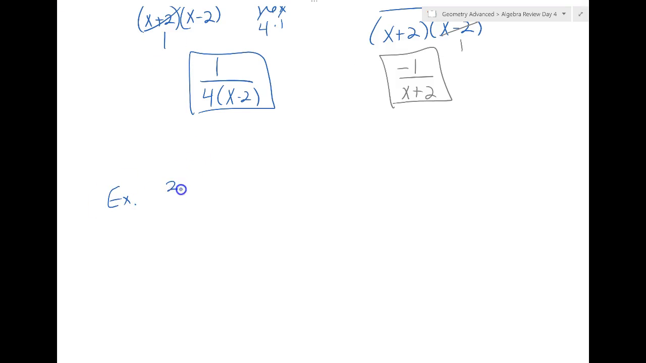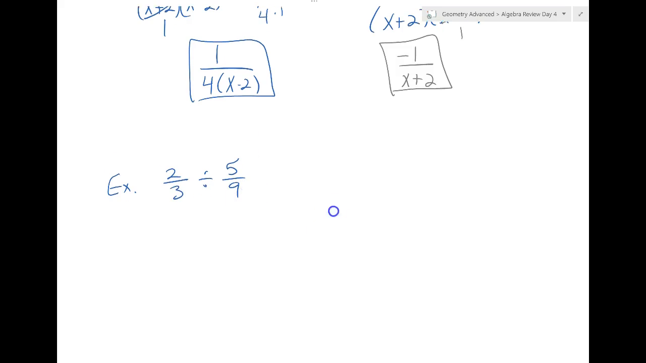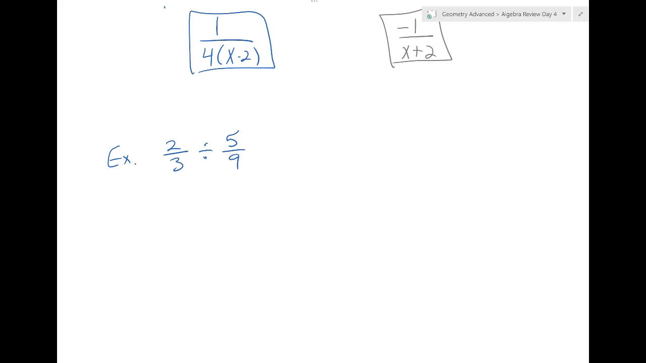We still haven't done any division problems. So what if I divide? Well, let's see what happens here. All right, so what if we're dividing? What if I had 2/3 divided by 5/9? How would you guys solve that one? Well, you would hopefully remember the rule that if you divide by a fraction, it's the same thing as multiplying by its reciprocal.